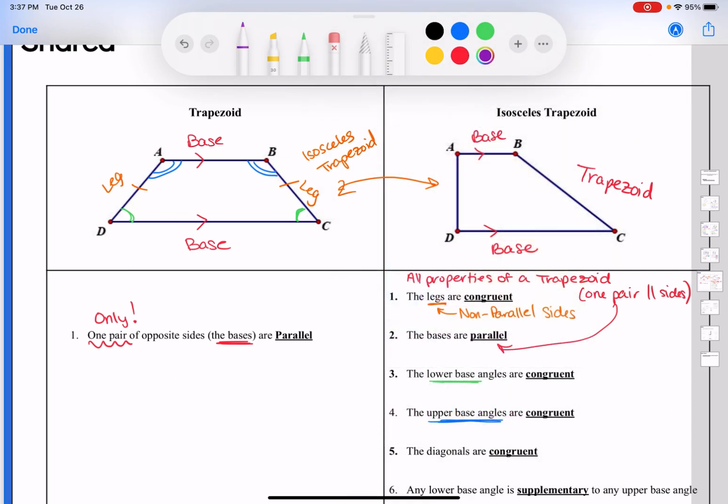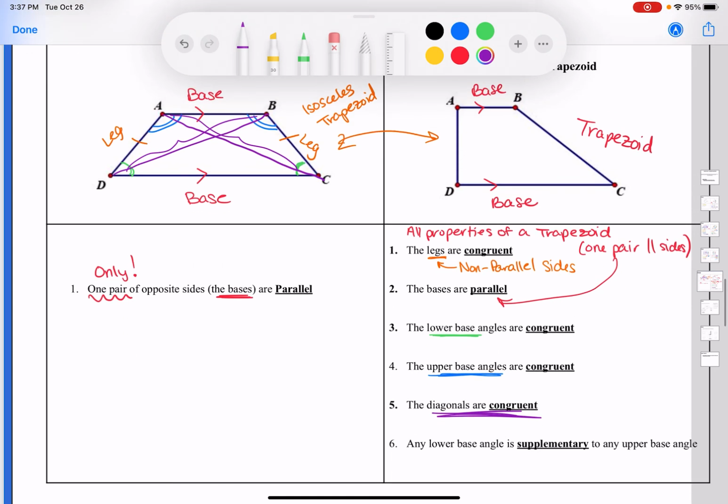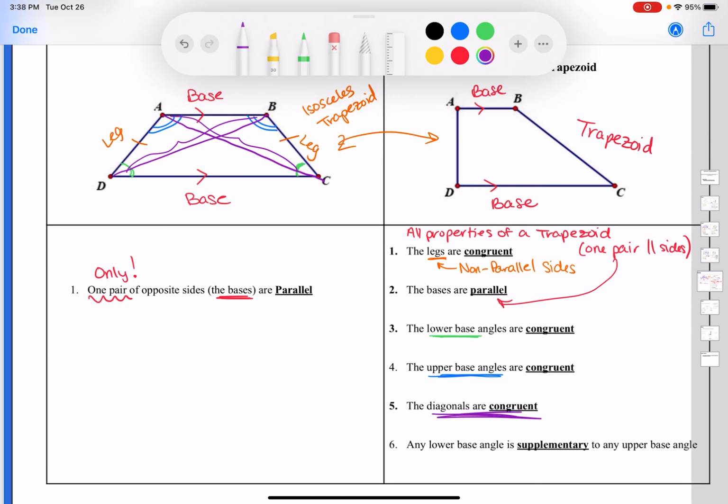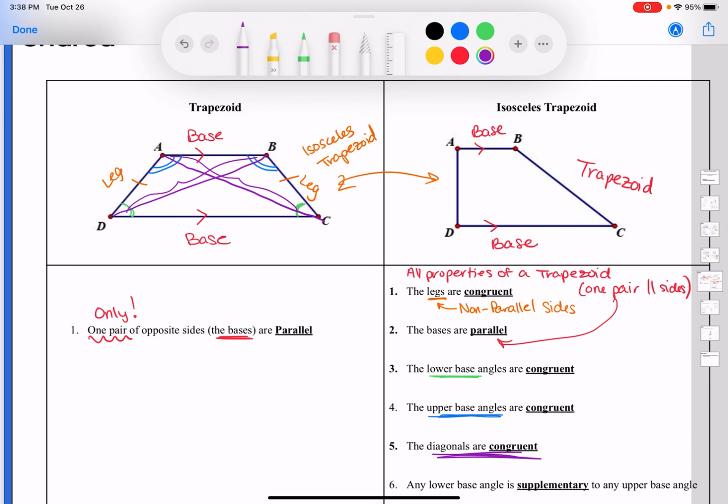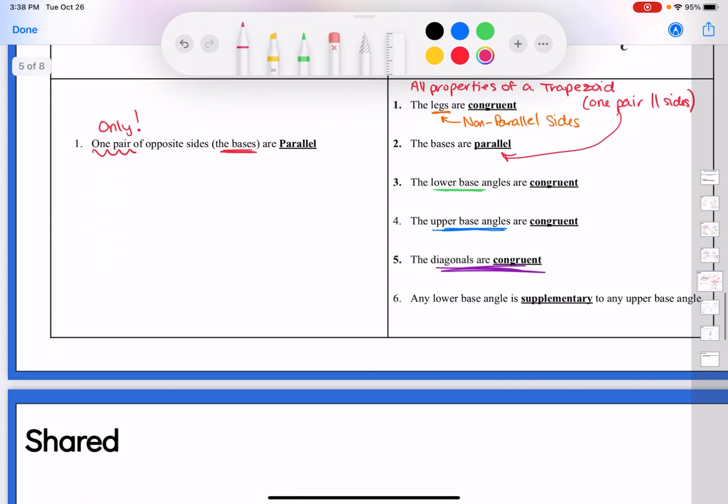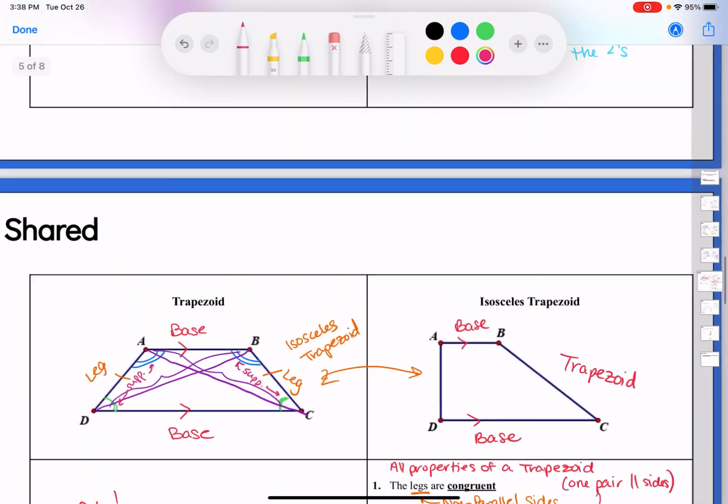We also know that our diagonals are congruent. So if I draw those in, the diagonals are congruent in an isosceles trapezoid as well. So those guys. And any lower base angle is supplementary to any upper base angle, and that comes from our parallel lines, right? When we have that one pair of parallel lines, these guys are same side interior angles, so the upper base angle is supplementary to the lower base angle. All right, so those are all the properties of all of those different shapes that we learned yesterday.